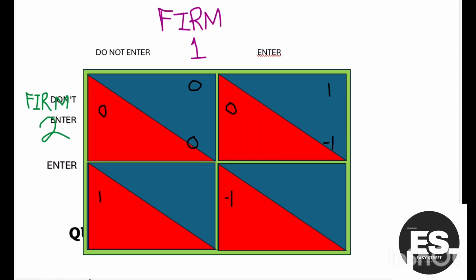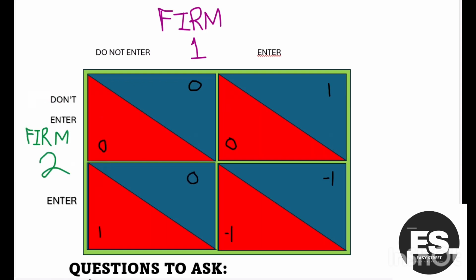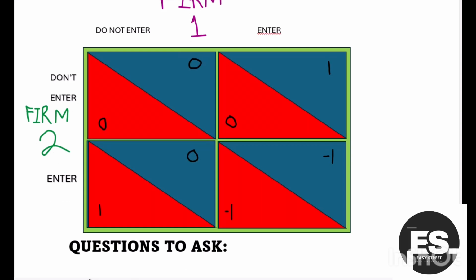Just one moment, guys. What happened? Something happened here. Oh, there we are. Awesome. Okay. As I was saying, so firm 2 is your bottom red corner. All of the bottom red corners is firm 2. All of the blue corners would be firm 1.